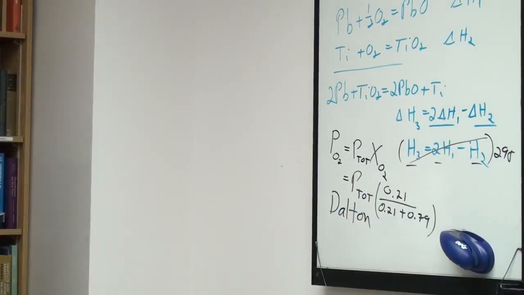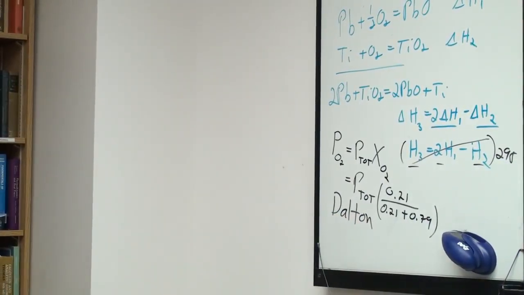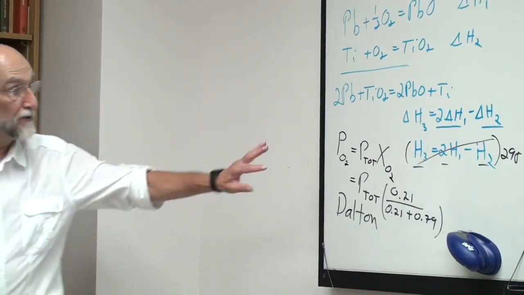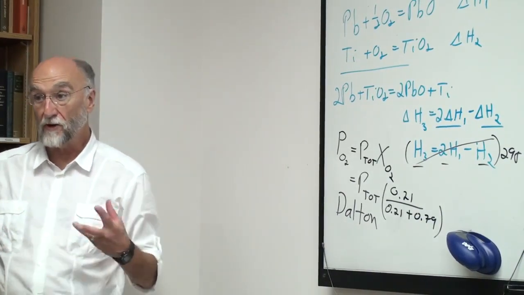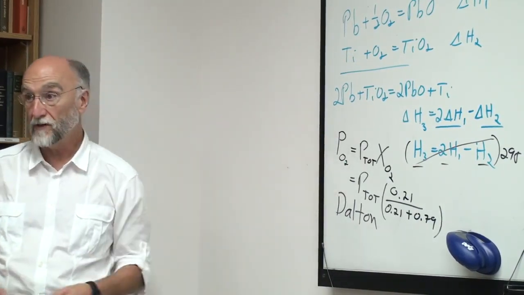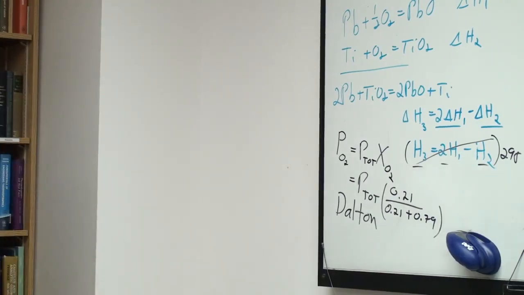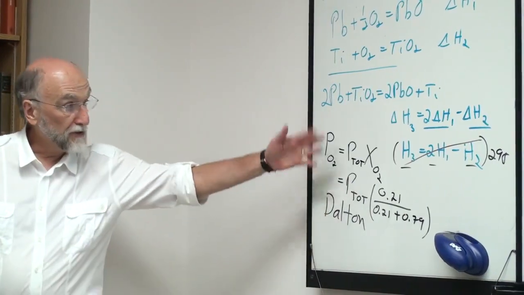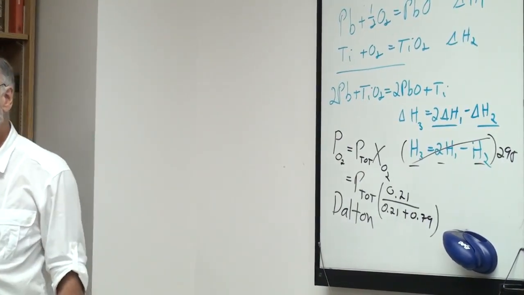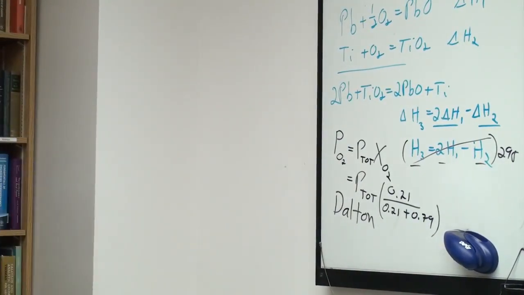It's only true for ideal gases in which the molecules don't interact with each other. If there's interaction among the molecules, you get a small deviation, which will be greater as the pressure gets greater and the temperature gets lower. And from this, you can derive that the sum of the partial pressures equals the total pressure. There are two ways of saying the same thing.